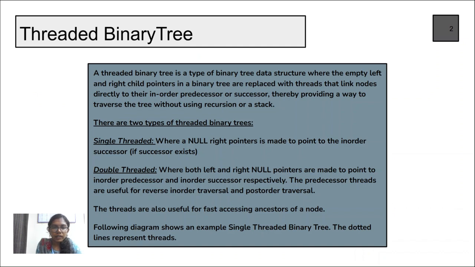It is of two types. One is single-threaded and the other is double-threaded. In single-threaded, a null pointer is made to point to the in-order successor, whereas in double-threaded, both left and right null pointers are made to point to the in-order predecessor and in-order successor respectively. The predecessor threads are useful for in-order traversal and post-order traversal.